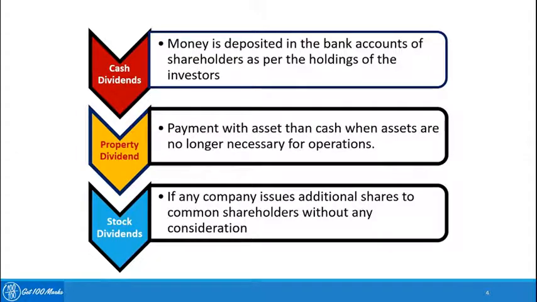That's cash dividend. Property dividend is payment with asset rather than cash, when assets are no longer necessary for operations of a business. Stock dividends are when any company issues additional shares to the common shareholders without any consideration. Please see, it is the issuance of additional shares without any consideration, which means the shareholders are not paying any extra money for those shares, because after all, those shares are being given as dividends, and dividends are in a way rewards. So the shareholder should ideally not pay anything for those rewards.